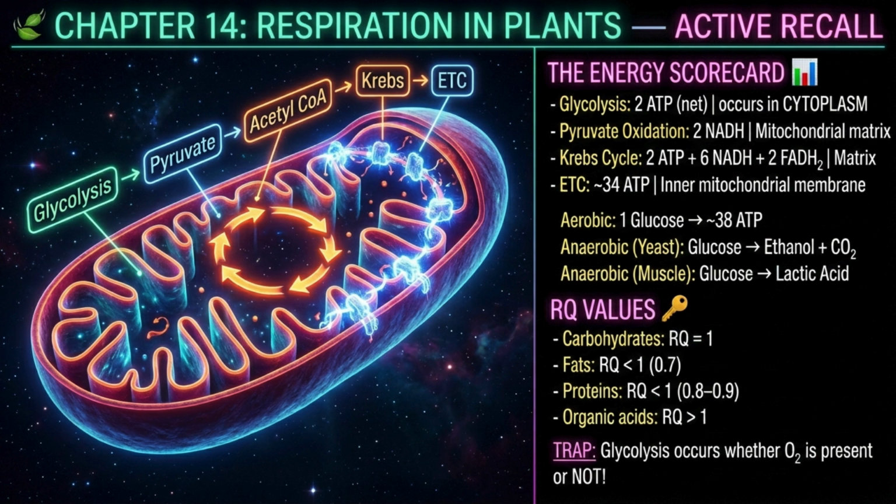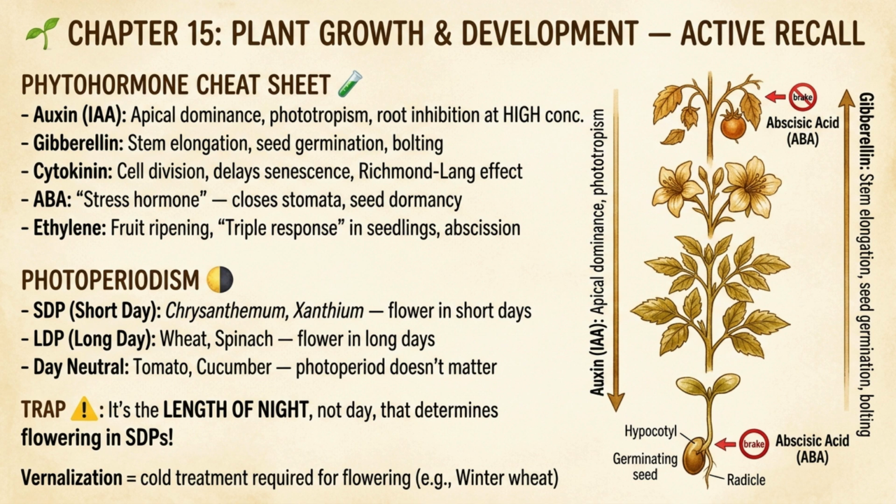Now the NEET trick, respiratory quotient, RQ. For carbohydrates, it is exactly 1. For fats, it drops below 1, around 0.7. For organic acids, it goes above 1. If NEET gives you a question with RQ greater than 1, think succulent plants or organic acids. Don't get trapped. Chapter 15, Plant Growth and Development.